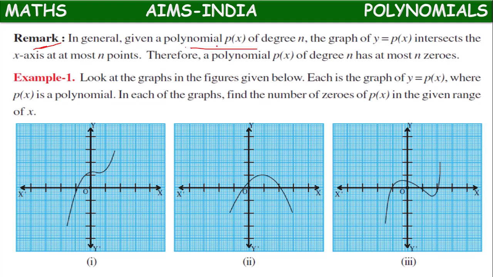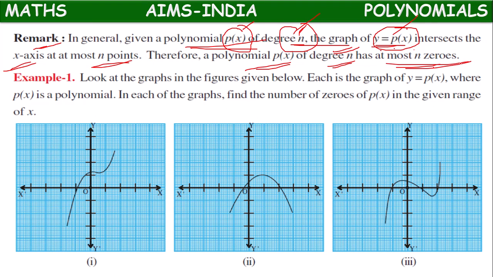So in general, a given polynomial p of x of degree n. Suppose we take it as y equal to p of x. If we draw the graph of y equal to p of x, according to degree n, it should intersect the x-axis at n points. Means p of x of degree n should have at most n zeros, or it can have less than n zeros, but the maximum will always be n zeros.